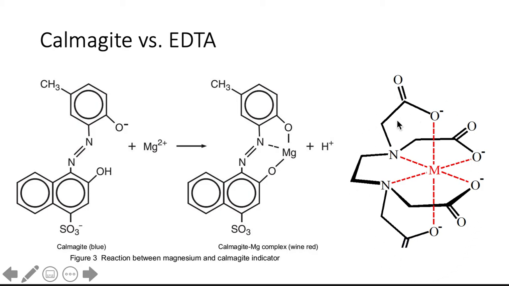Because EDTA makes 6 ligand metal bonds, or 6 coordinate covalent bonds, it's hexadentate. It's an even stronger ligand. It has a stronger binding strength than Calmagite. And so as you add EDTA slowly, it will slowly gobble up the ions in solution, and eventually all of our Calmagite will be released and it will appear blue.